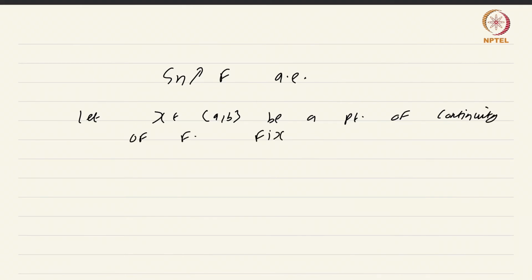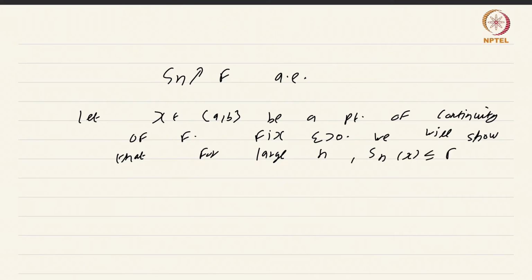Okay, fix epsilon greater than 0. We will show that for large n, Sn of x is less than or equal to f of x plus epsilon. Since epsilon was arbitrary, this will show that Sn's increase almost everywhere to f, because the set of points of discontinuities of f is a set of measure 0.